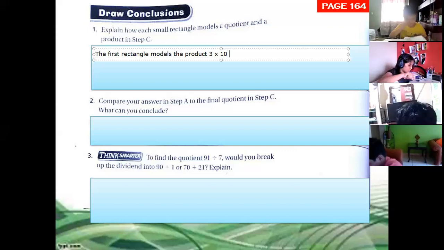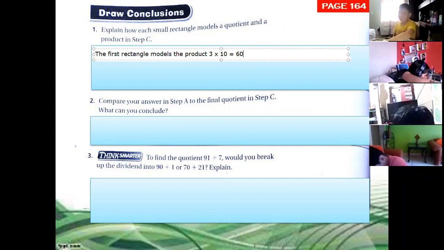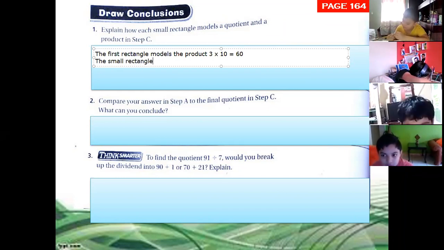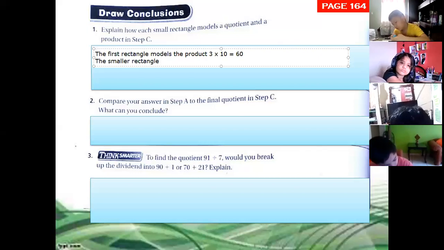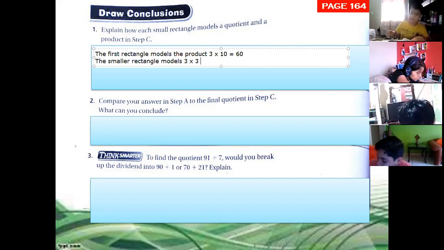3 times 10 equals 60. The small rectangle, the smaller rectangle, models 3 times 3 equals 9.